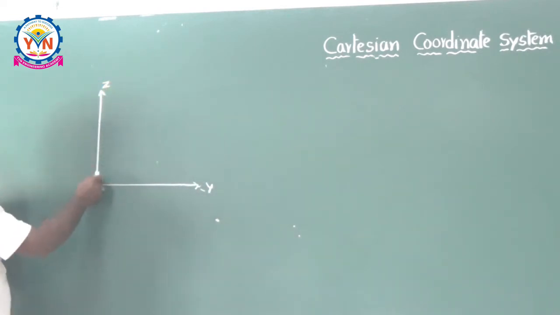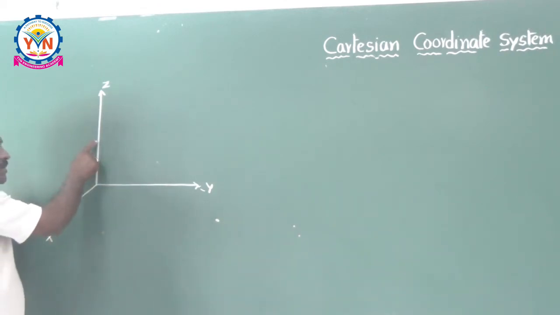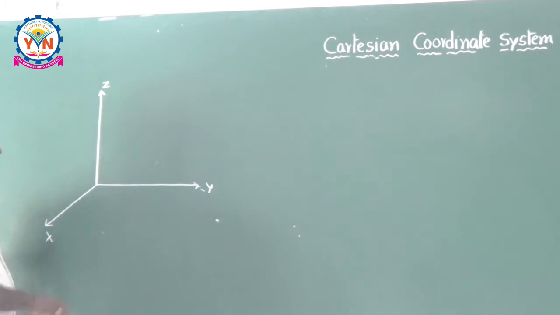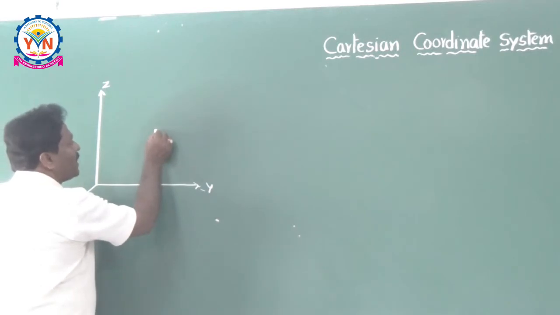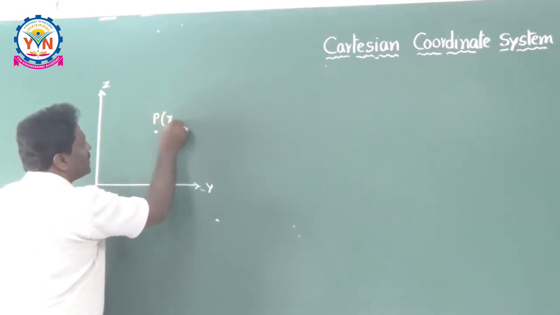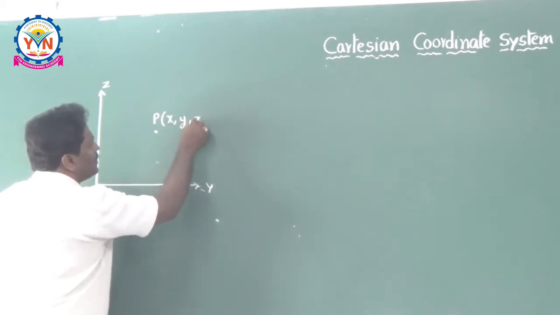All these three axes are mutually perpendicular to each other. That's why it is also called an orthogonal coordinate system. Orthogonal in the sense these three coordinate axes are mutually perpendicular to each other, at an angle of 90 degrees. Here the point P will be specified by the three coordinates x, y and z.